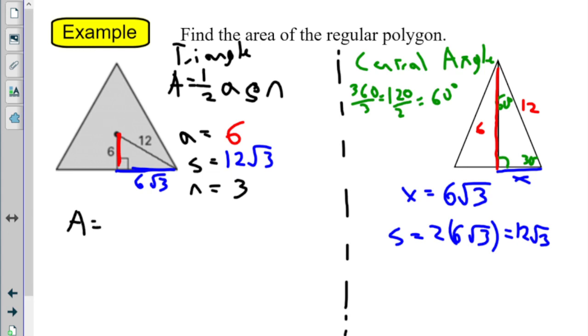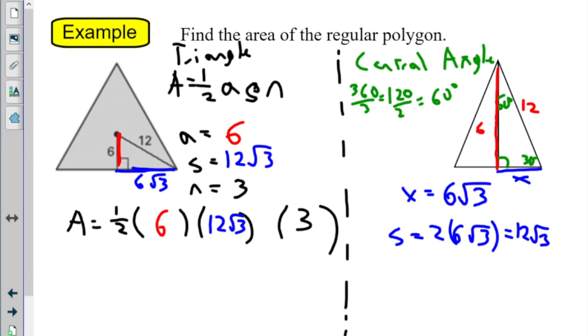And so now our last step, 1/2 our apothem times our side length times our number of sides. Our number of sides is 3. Our apothem here is 6. Our side length we just solved for is 12 square root of 3. So I can get an exact answer out of that. That would be 108 square root of 3. But I can also get a rounded answer out of the calculator, which would be 187.061 units squared.